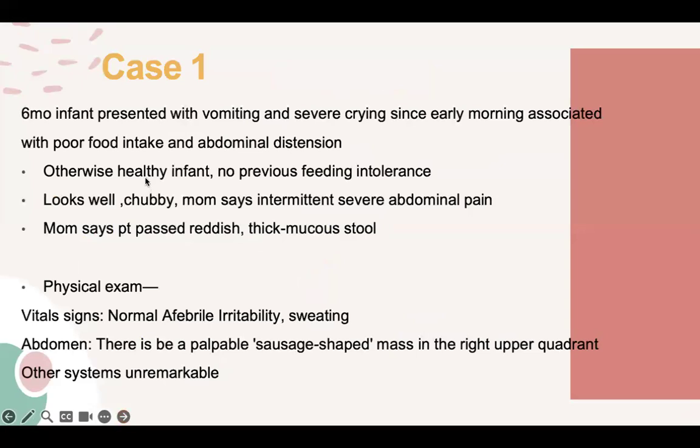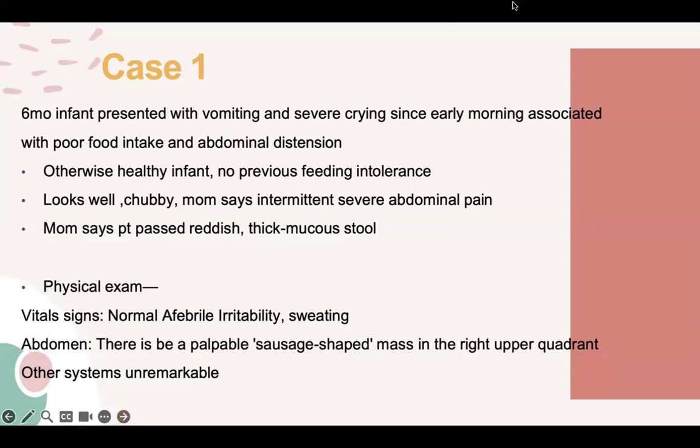A 6-month infant presented with vomiting and severe crying since early morning, associated with poor food intake and abdominal distension. Otherwise a healthy infant, no previous feeding intolerance, looks well, chubby, and the mother says intermittent severe abdominal pain. Mother says the patient passed reddish thick mucus stool. Physical examination shows normal febrile irritability and excessive sweating. Abdomen: there is a palpable sausage-shaped mass in the right upper quadrant. Other systems are unremarkable.